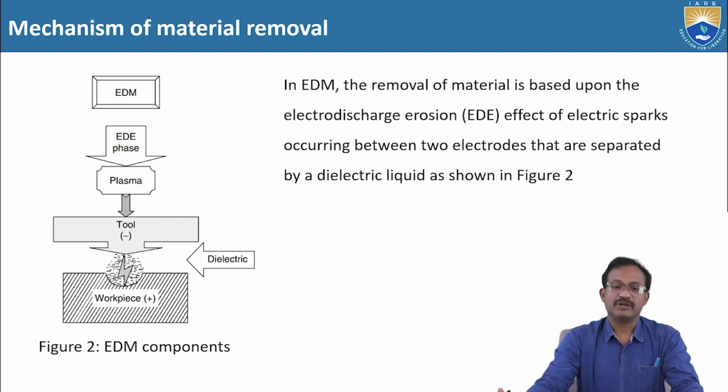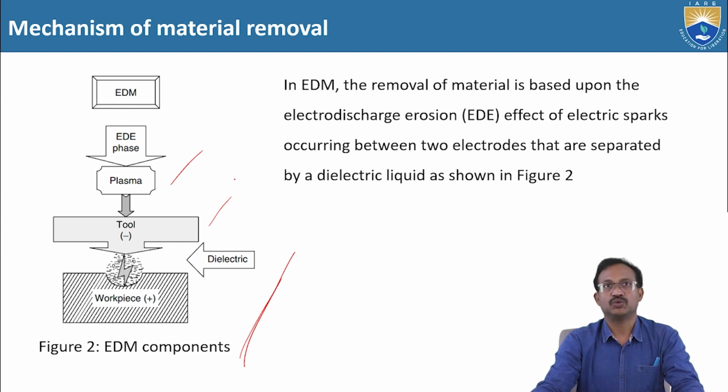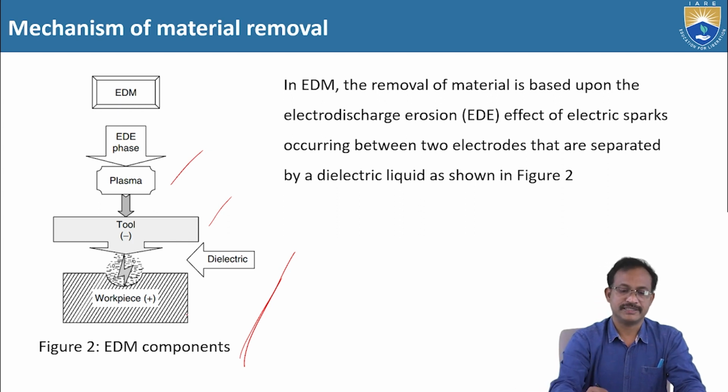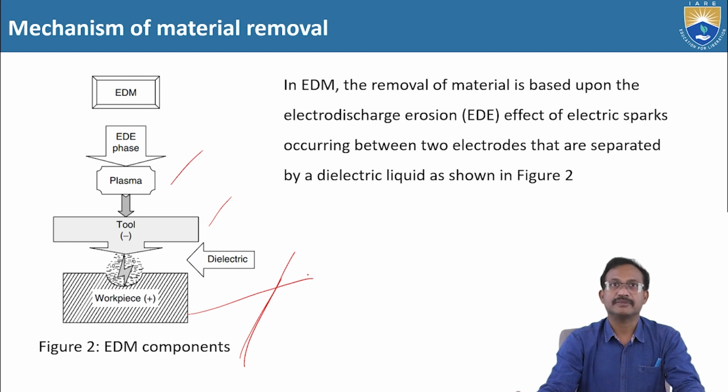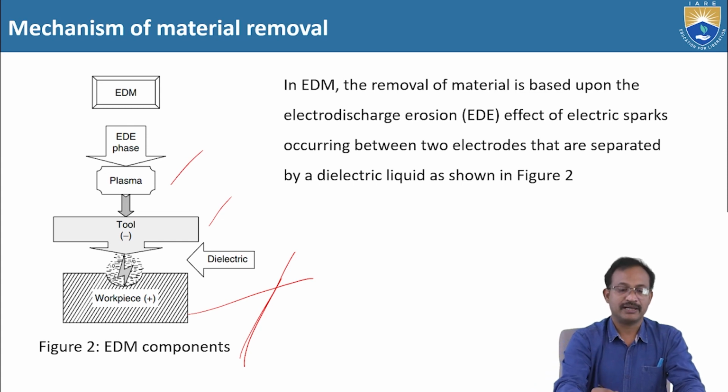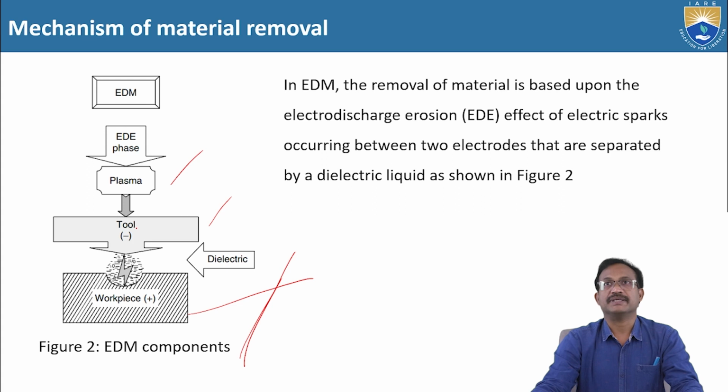Mechanism of material removal. This is the main content in today's topic. Okay, right. EDM, electro discharge machining, so electro discharge machining phase and plasma phase. Here, this is the tool or negative electrode. This is the workpiece, positive electrode, and this is the dielectric fluid medium. And here the arc generates between the tool and the workpiece.